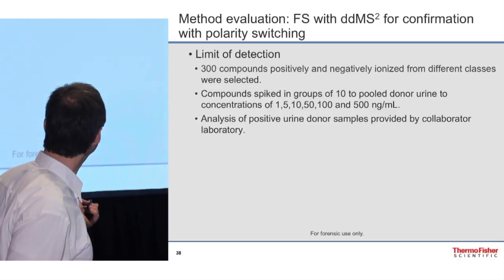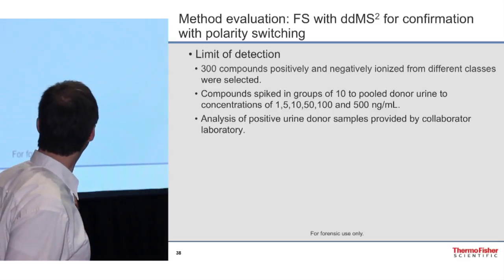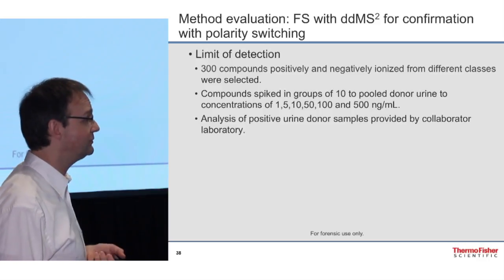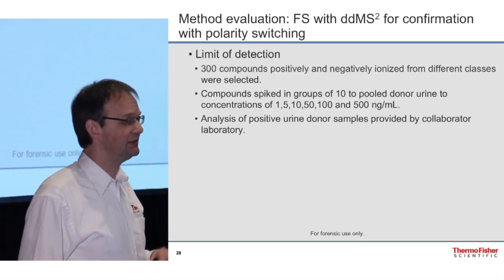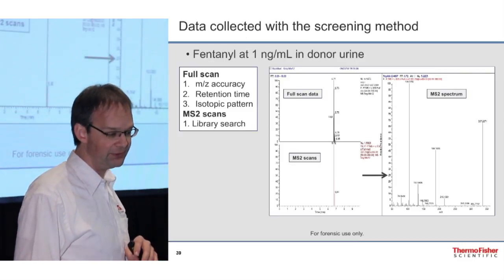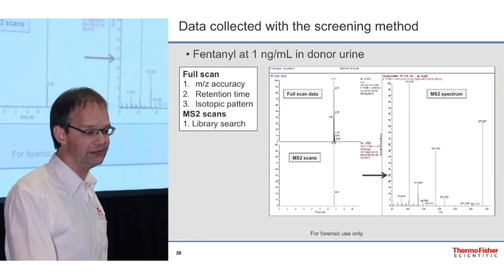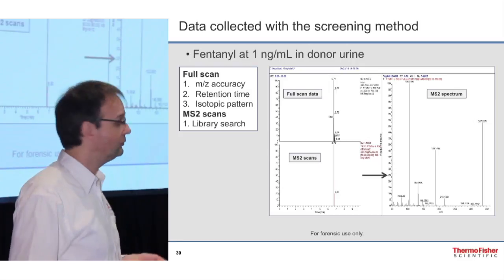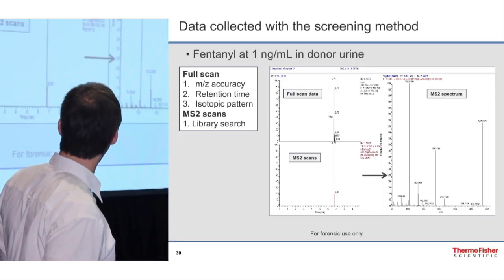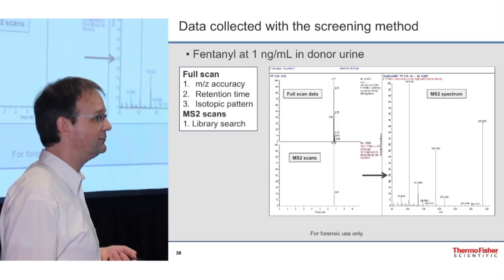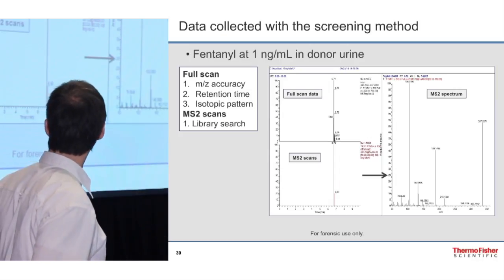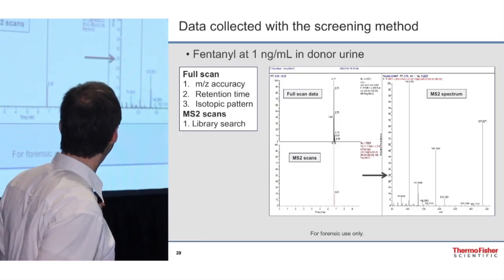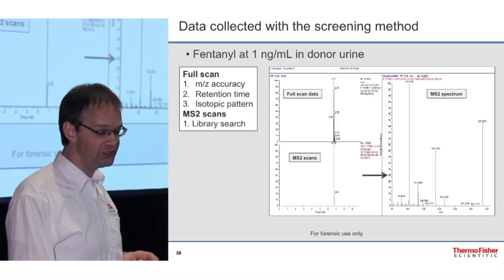We have components spiked in some sort of real-life samples and analyzed here from real-life samples from a collaborator. So that's not only made up, this is a real sample. What does it look like if we look into the results? So for fentanyl, for example, we can easily match the m/z accuracy, extracted as in the other examples as well with 5 ppm mass accuracy. We have the retention time, we have the isotopic pattern which matches well, and we can apply the library search. So an easy confirmation here.